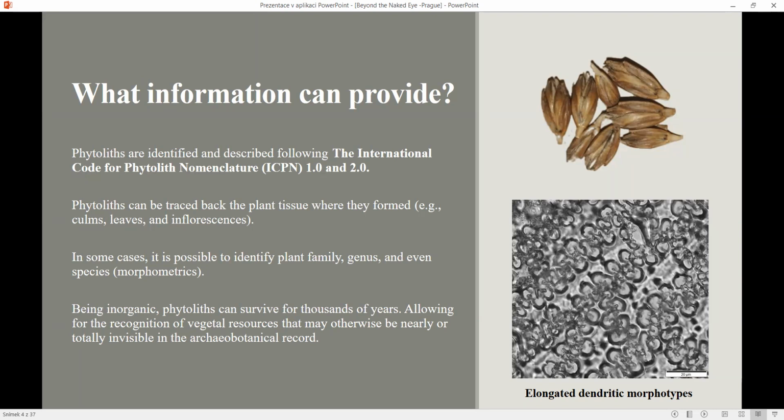And one of the main advantages of phytoliths is that since they are inorganic, they can survive for thousands of years under stable conditions in sediments, which allows us to have another proxy for the recognition of vegetal resources that might otherwise not be observed in the archaeobotanical record due to preservation biases.